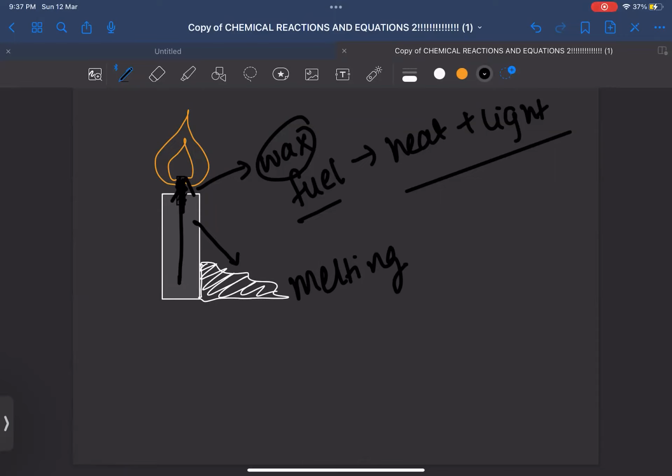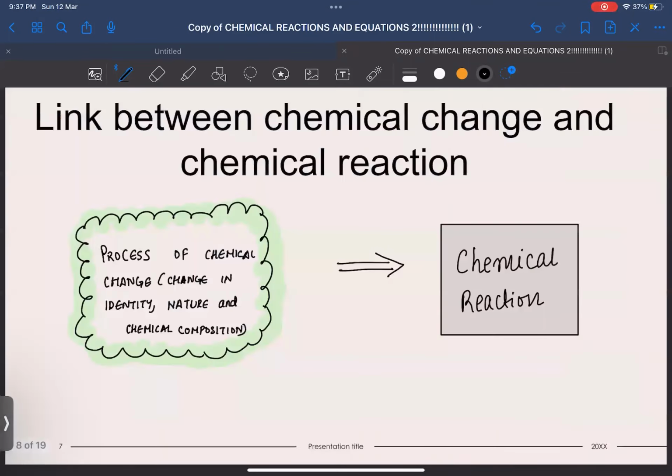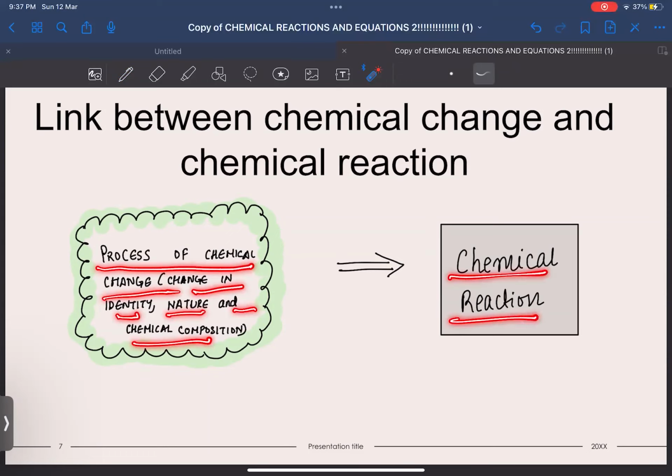So this is a nice case of a candle burning where we see both physical and chemical change happening simultaneously. I hope that chemical and physical change is clear, and now you can identify what a chemical change is. So, the link between chemical change and chemical reaction: the process of chemical change, a change in identity, nature, and chemical composition, is a chemical reaction. So when a chemical reaction occurs, that means a chemical change has occurred.